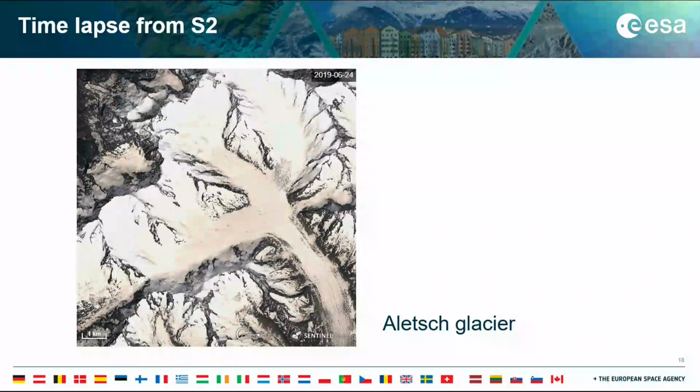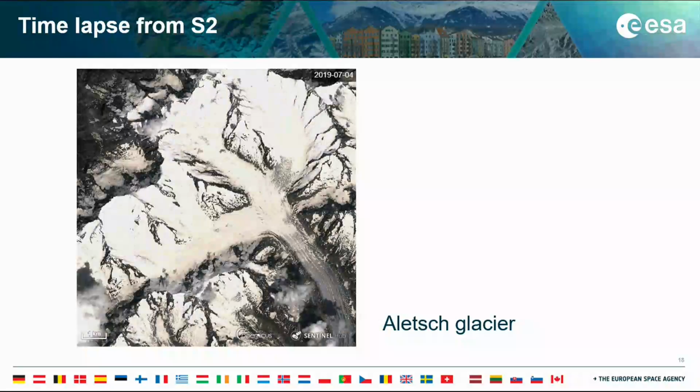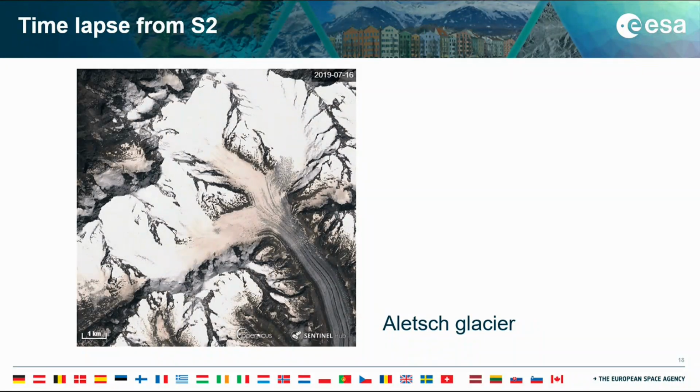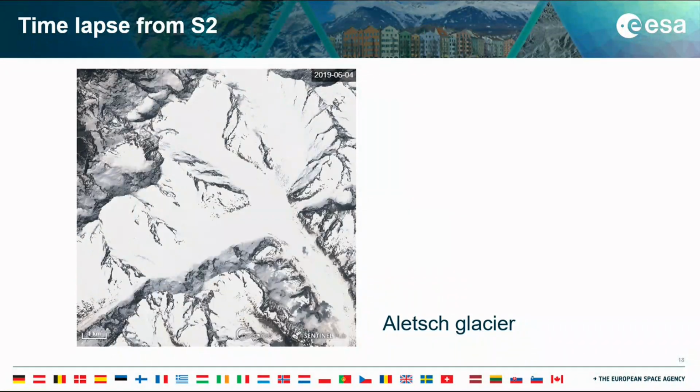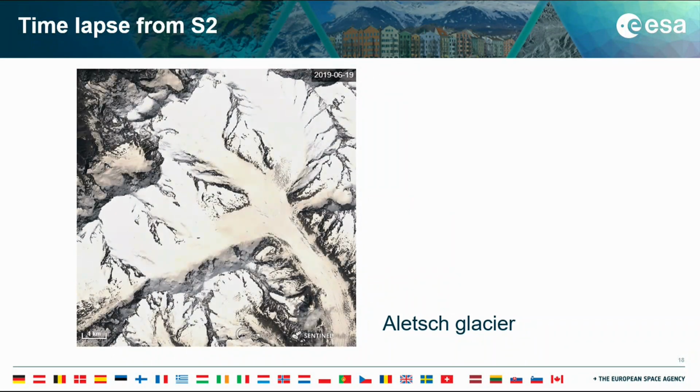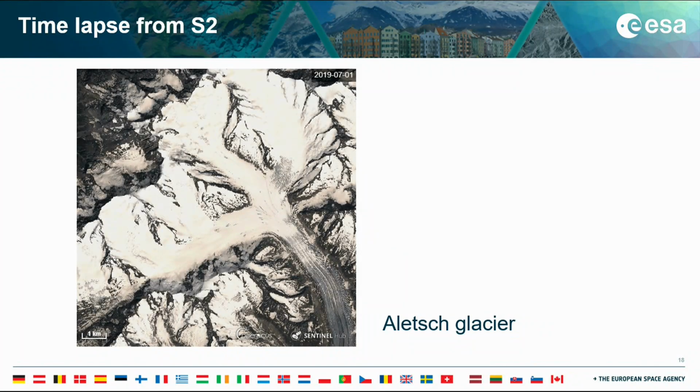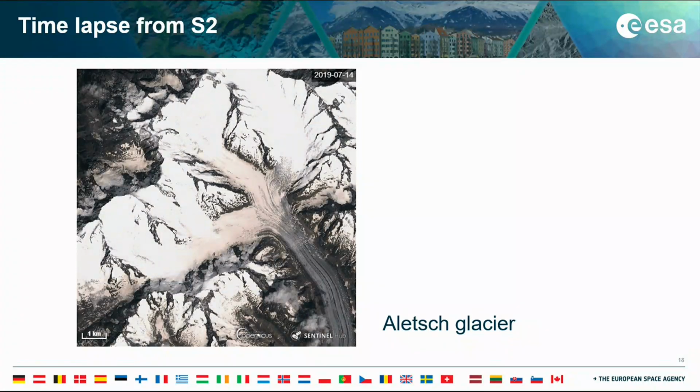Okay, by using Sentinel-2 images, we can actually track this kind of feedback mechanism, also from a visual perspective. In the exercise, we will see something about this. So these are a loop of Sentinel-2 images of the Aletsch Glacier, and you see how the change of the surface is happening.